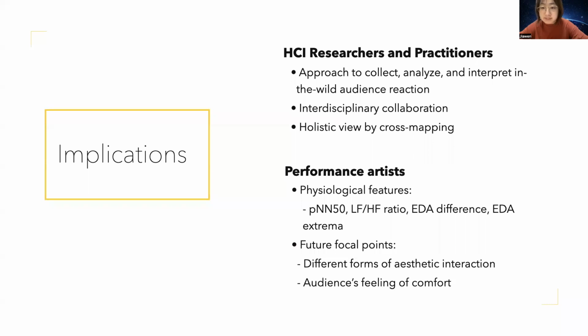For performance artists, we extracted features that might be used in future interactive performances. For example, PN50 in particular is a robust measure for visualizing a sustained change in engagement or a shift from tension to relaxation. Also, as suggested by the choreographer and the director, future focal points could be trying out different forms of interactions and creating an environment that could help enhance the audience comfort inside.